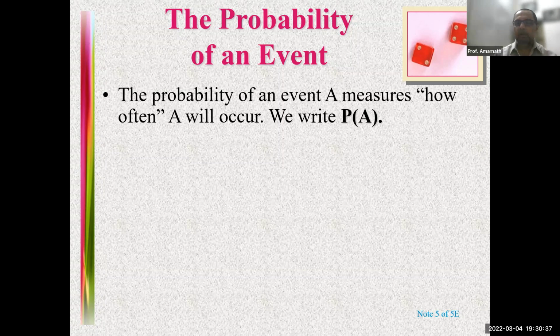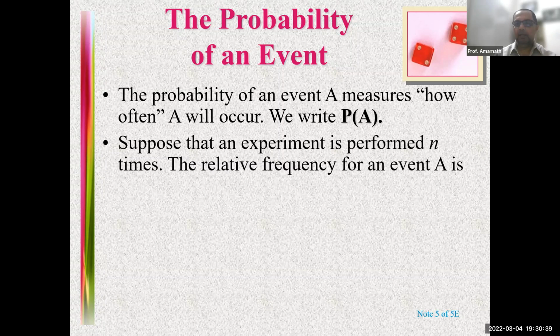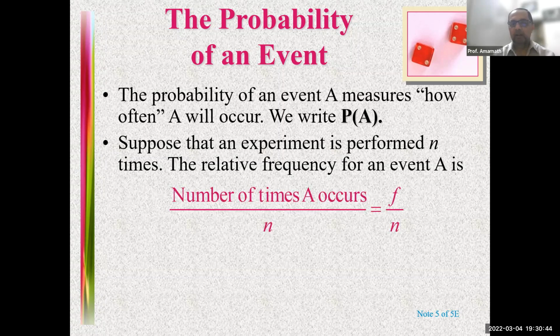Suppose that an experiment is performed n times. The relative frequency for an event A is the number of times A occurs, f, divided by the total number of times, n, including A also. That's what I told you a couple of slides before.